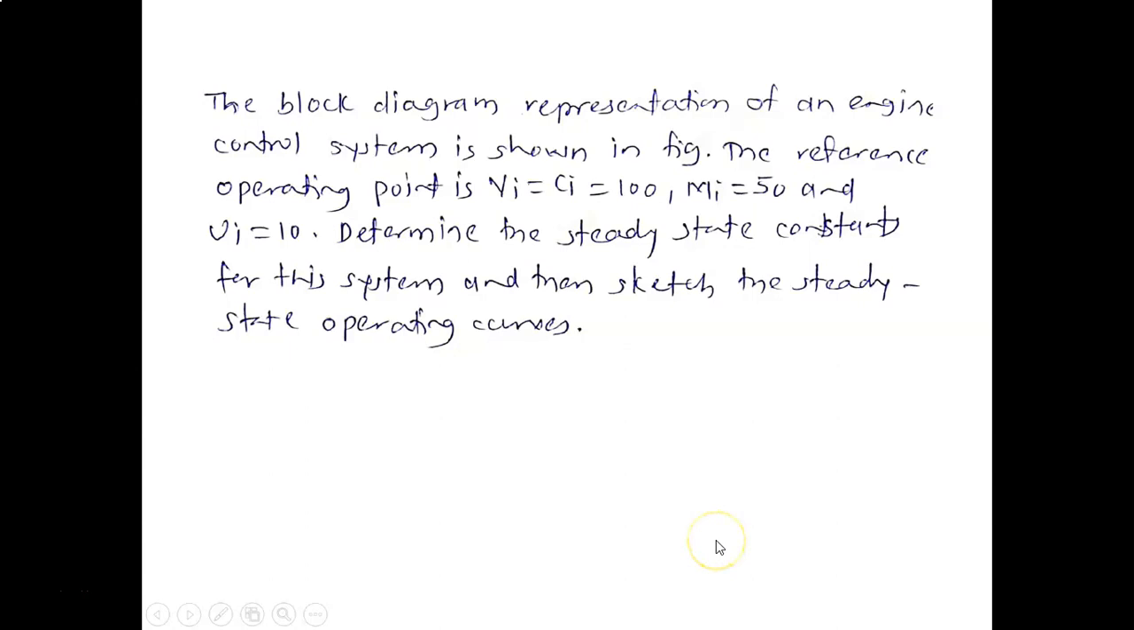Now we will see the problem based on this theory. The block diagram representation of an engine control system is shown in the figure. The reference operating point is Vi = Ci = 100, Mi = 50 and Ui = 10. Determine the steady state constants for this system and then sketch the steady state operating curves.